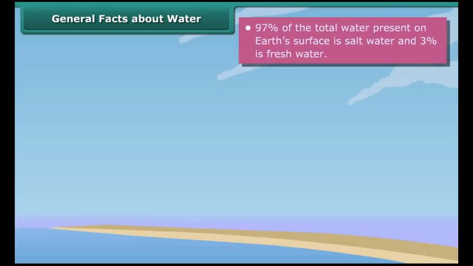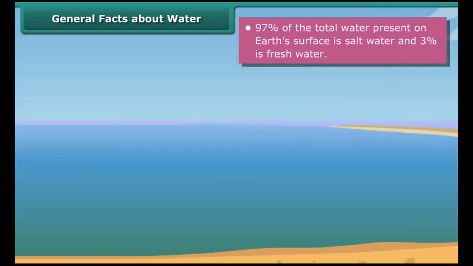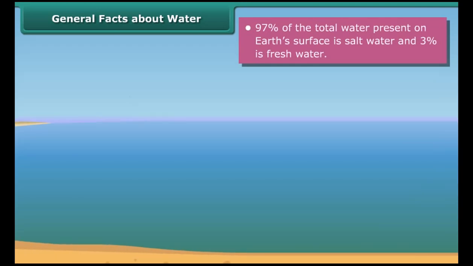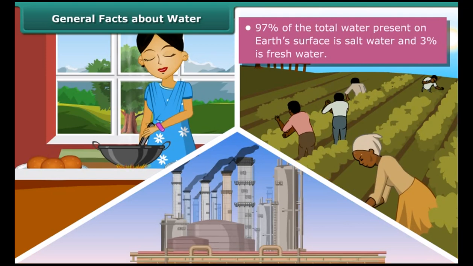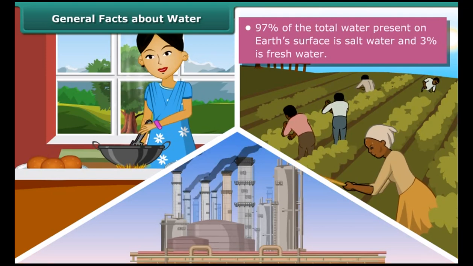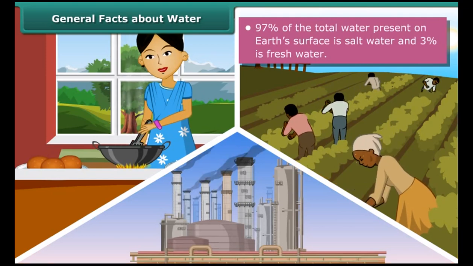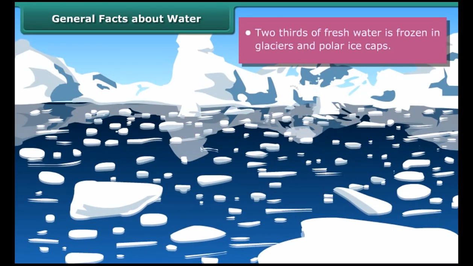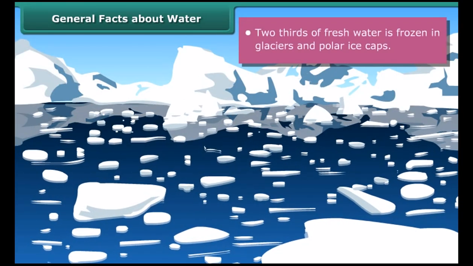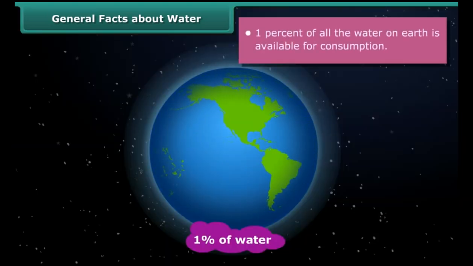97% of the total water present on Earth's surface is salt water, so it is not safe for household, agricultural, and industrial consumption. The remaining 3% is fresh water, 2/3 of which is frozen in glaciers and polar ice caps. That means roughly 1% of all the water on Earth is available for consumption.